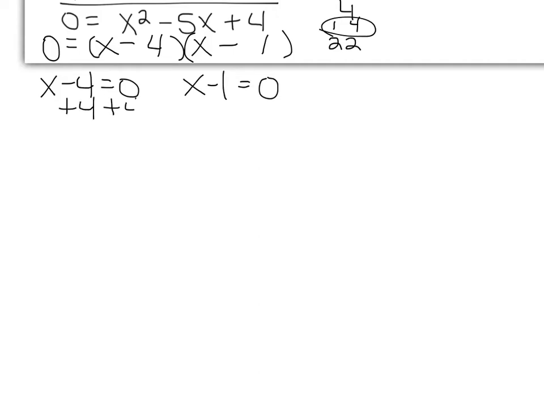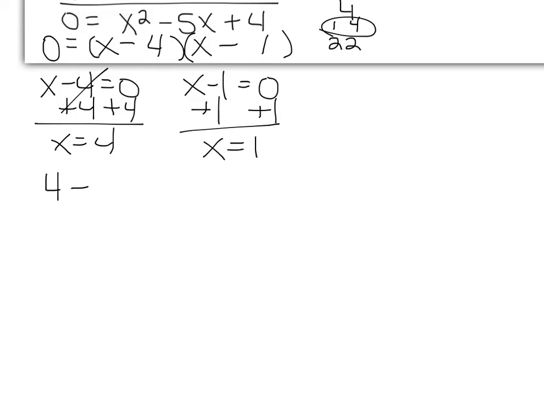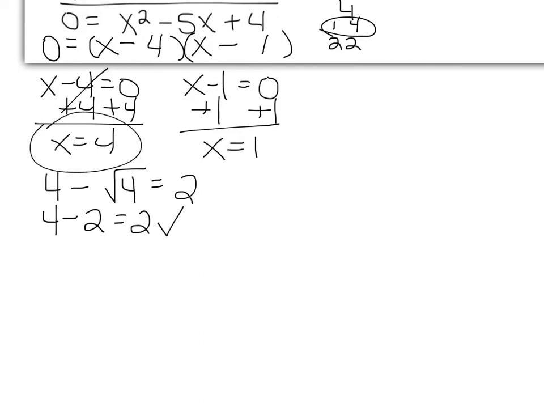Add 4 to both sides, x equals 4. Add 1 to both sides, x equals 1. You need to check your work, so you're going to plug 4 into the original equation, which was x minus the square root of x is equal to 2. 4 minus the square root of 4 is 2. Is 4 minus 2 2? Sure is. So 4 is a good one.